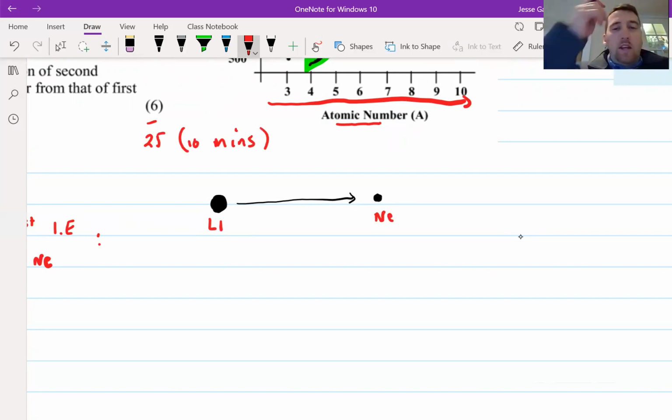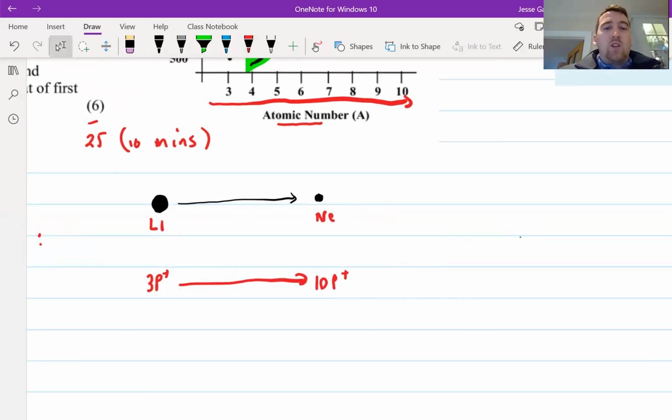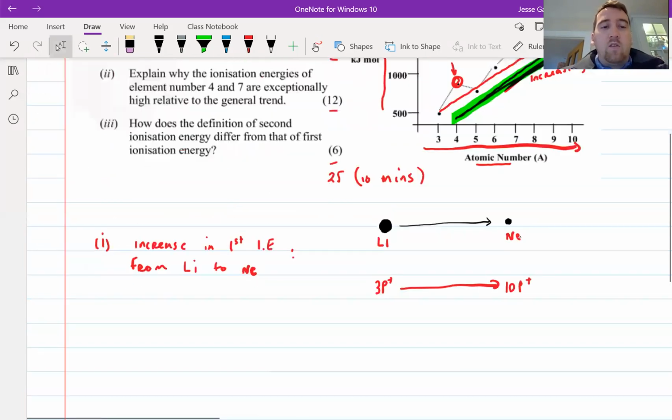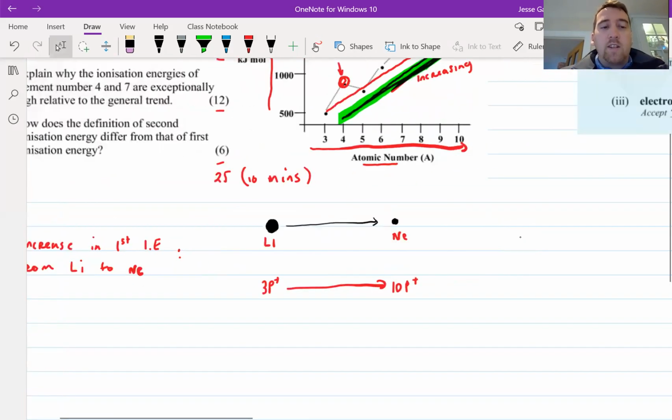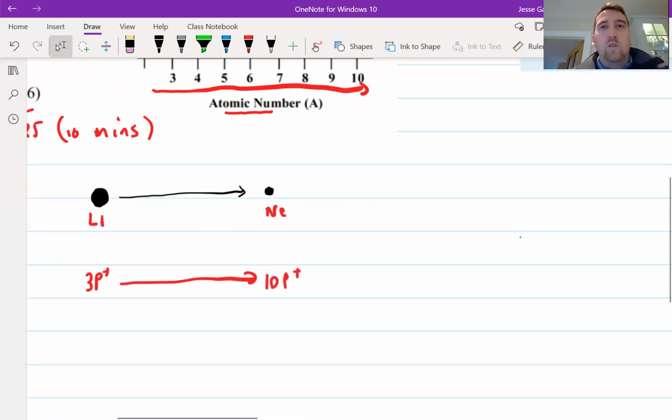Another thing to consider is the number of protons each of these has. Lithium has 3 positive protons, and neon has 10 protons. So what is this thing that's getting bigger if we've got more protons? I'm going to pause the video so you can answer the question if you haven't already done that. Account for the general increase in first ionization energy from lithium to neon. And these here are clues as to the answers.